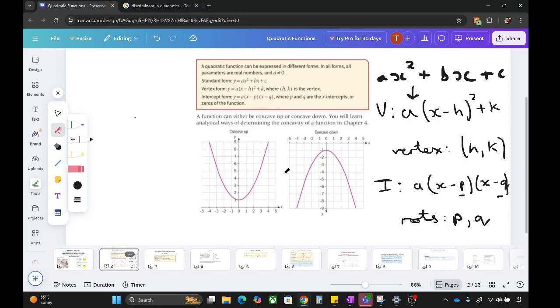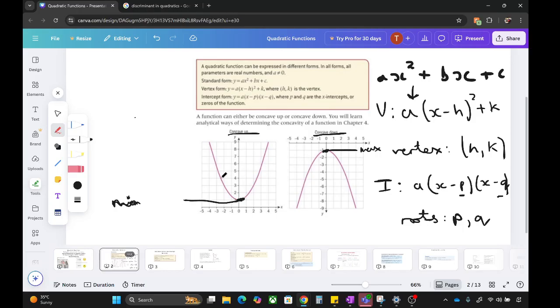Then comes the shape of the parabola that you're looking at. You have a concave up or a concave down parabola. Those are the only types of parabolas that you'll have. The concave up parabola means that you have a minimum point. This is a minimum point. This is a maximum point.